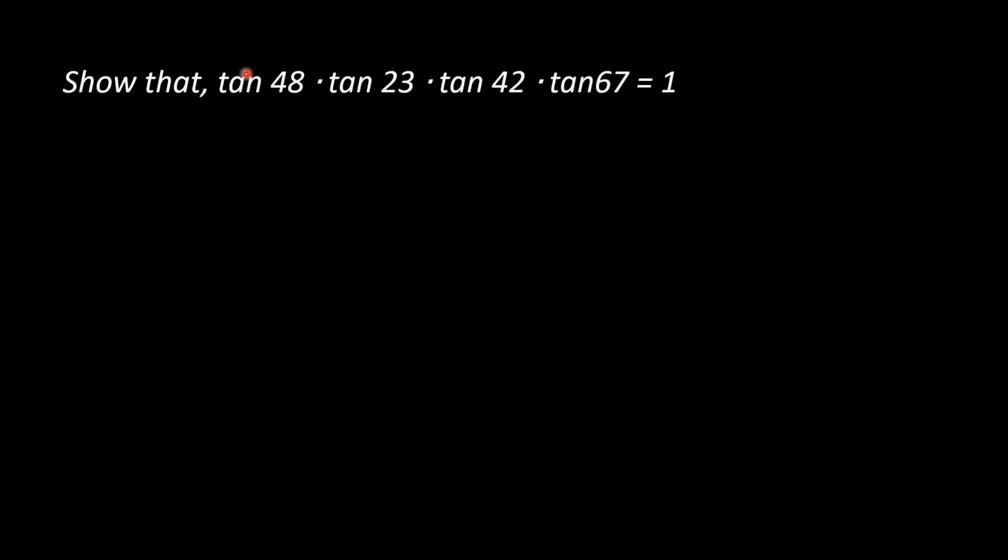Here 48 and 42 are complementary angles, and 23 and 67 are complementary angles. So we write tan 48 and tan 42 together, and tan 23, tan 67 together. So we write tan 48, tan 42 multiplied by tan 23, tan 67. Now we will change tan 48 and tan 23 in terms of 42 and 67.